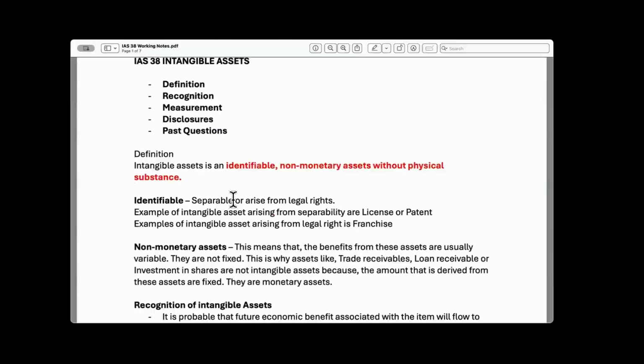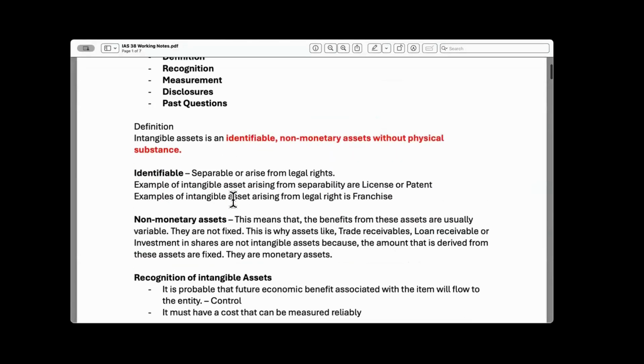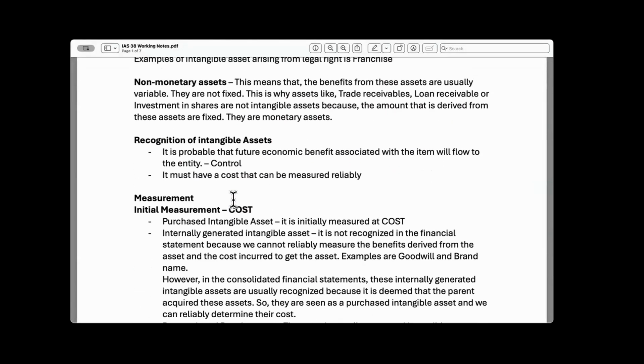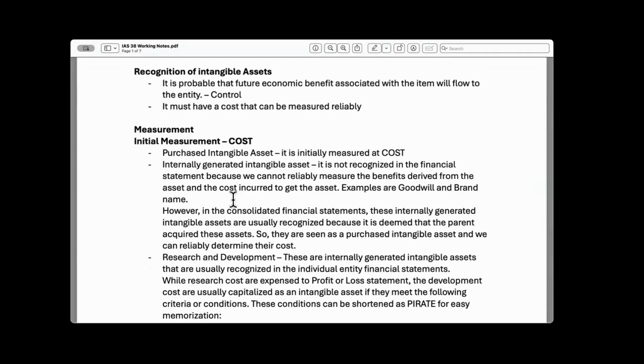So what I'm sharing here is the working note on IAS 38. If you look at this, I said an internally generated intangible asset is not recognized in the financial statements because we cannot reliably measure the benefits derived from the asset, and the cost incurred to get the asset cannot be measured reliably. Examples are goodwill and brand name.